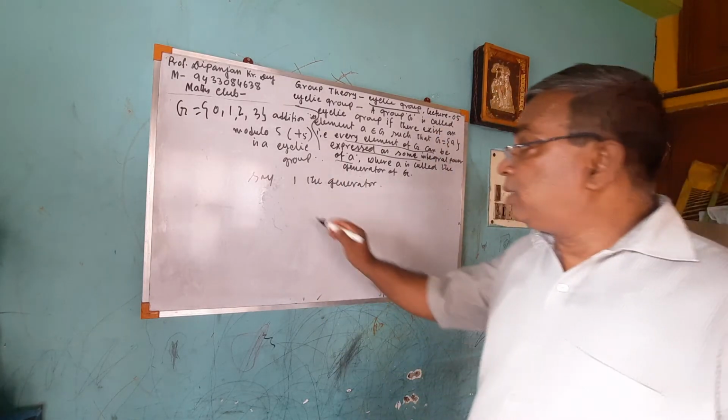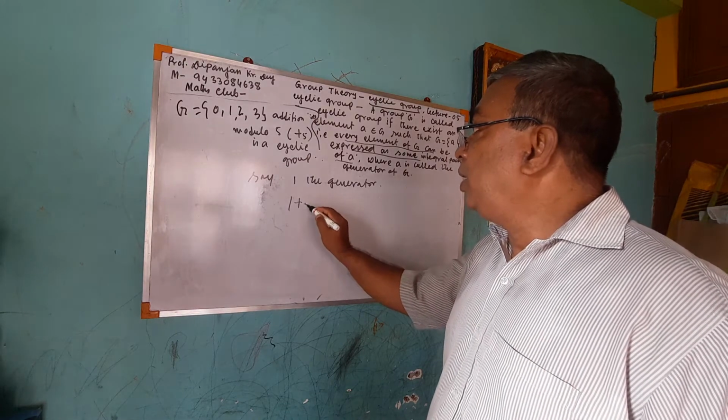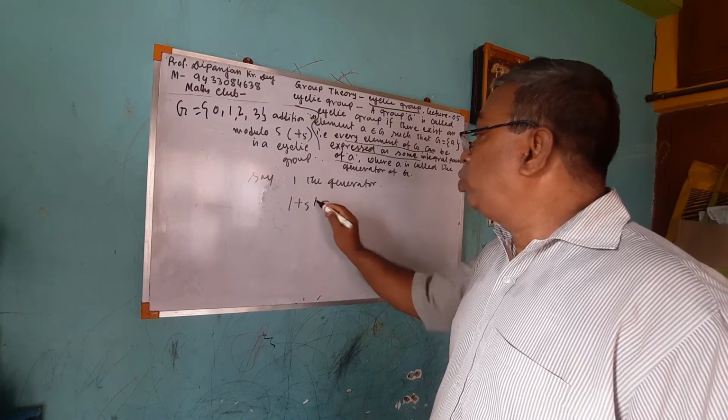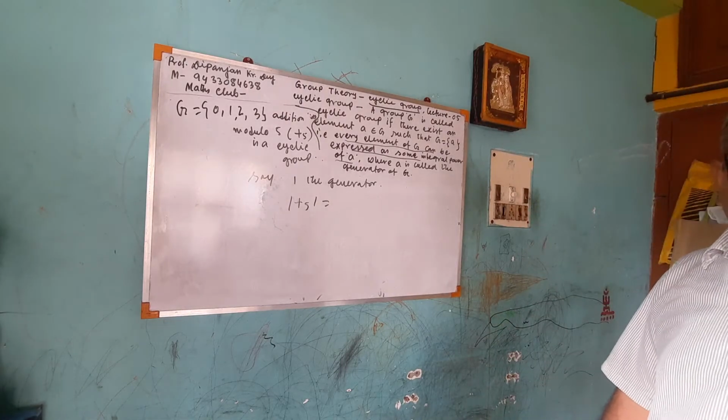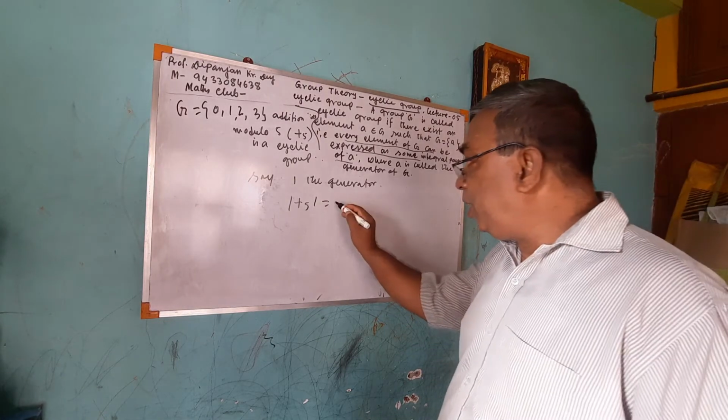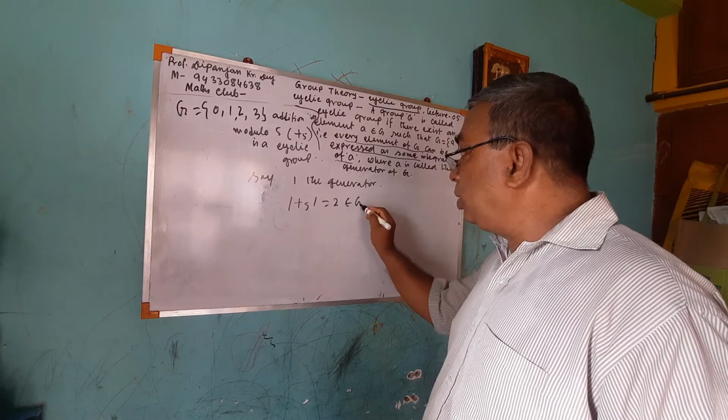Then 1 plus 1 with addition modulo 5: 1 plus 1 is 2. We are getting 2. No need to divide by 5, because 2 is less than 5. So 2 belongs to G.